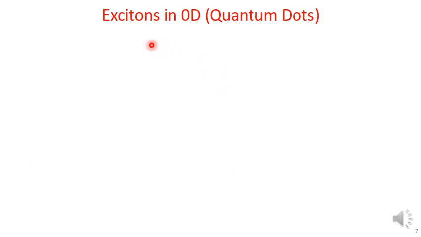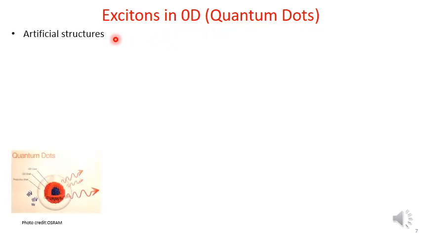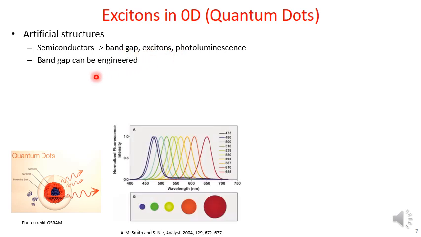It's possible to create excitons in 0 dimensions as well, and in this case, the 0 dimension is the quantum dot. Quantum dots are artificial structures. They can be made into semiconductors with some band gap. We can create excitons in them and they can exhibit photoluminescence. It's possible to engineer their band gap by engineering their structure of core, shell, and the constituent atoms.